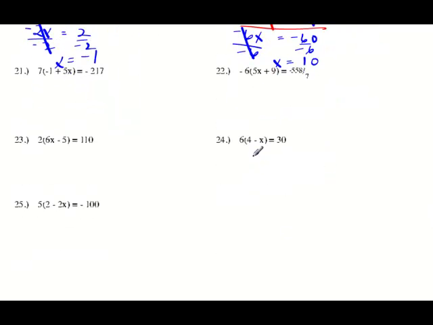Okay, 21. Well, this has distributive property. So we know that we have to take and multiply the outside times everything on the inside. So 7 times negative 1 is negative 7. 7 times 5x is 35x, and that equals 217. And that's my two-step equation.